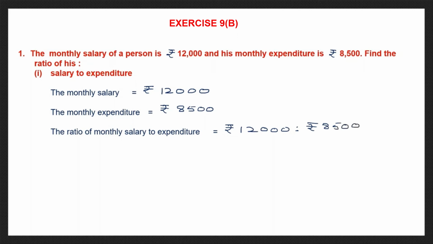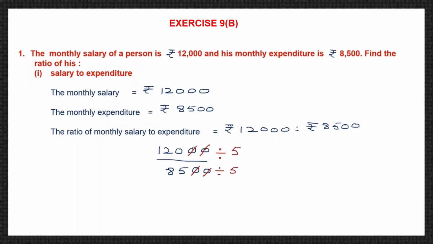So let's start by writing these two numbers as a fraction. So 12,000 by 8,500. For a ratio, we don't write the units, so I've removed the rupee. Okay, now let's simplify by cancelling the two zeros first. And now I have 120 by 85. I can divide both by a common factor, and the common factor here is 5.